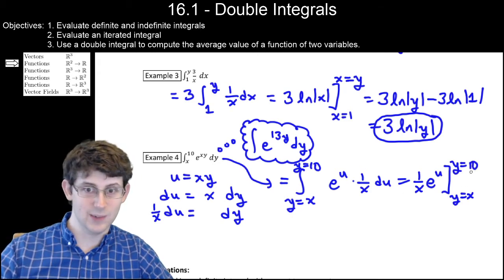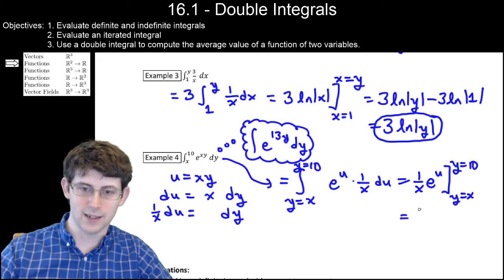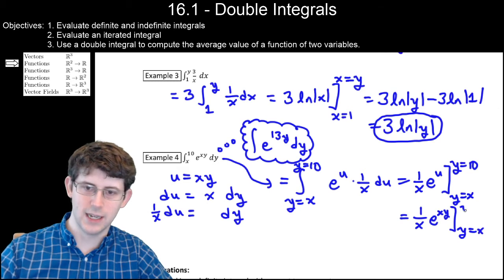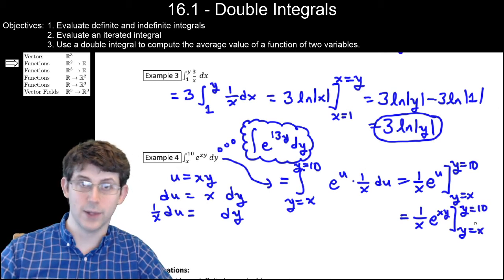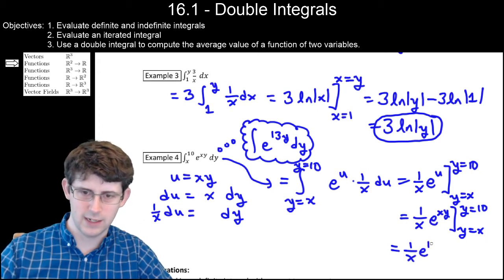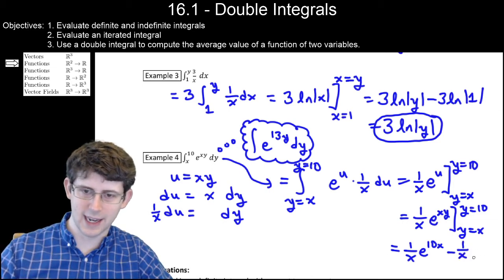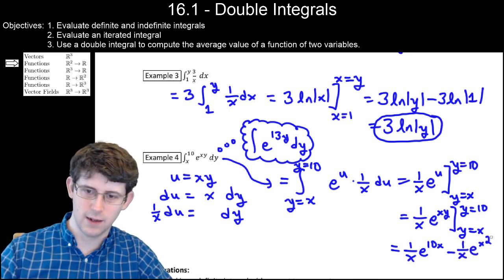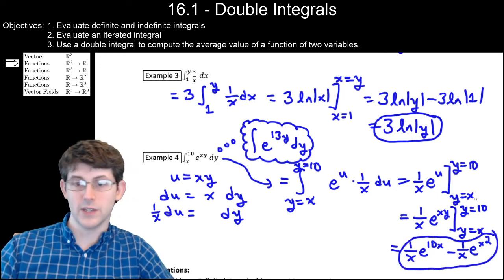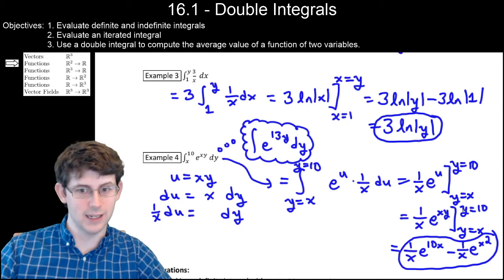I need to plug in these y's, so I'll have to turn u back into what it is. This is 1 over x e to the xy from y equals x to y equals 10. And then plug these in for y. So I'll get 1 over x e to the 10x, since y is 10, minus 1 over x, here y is x, so I have e to the x squared. Notice this was a definite integral, so there's no plus c.